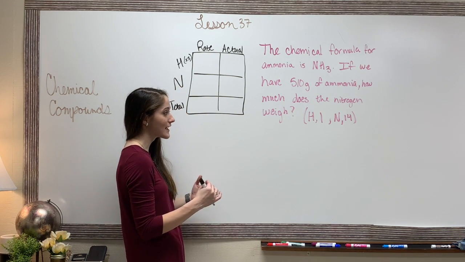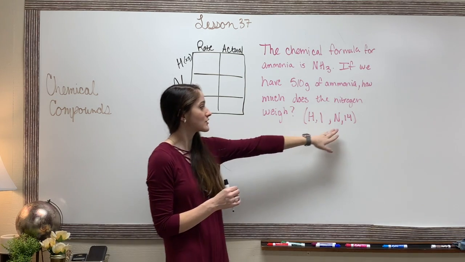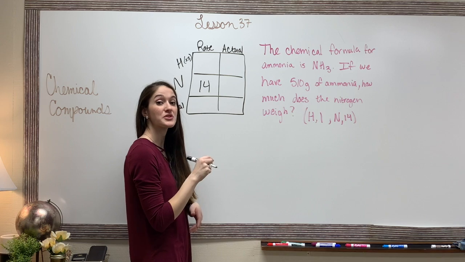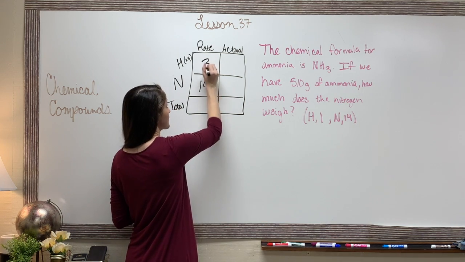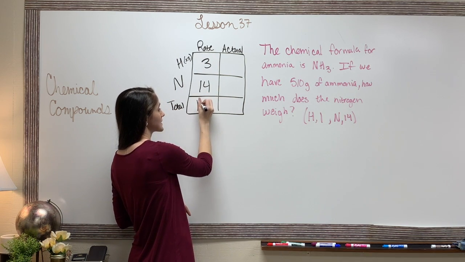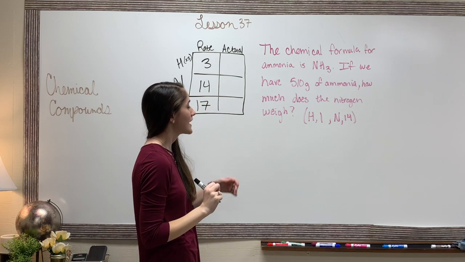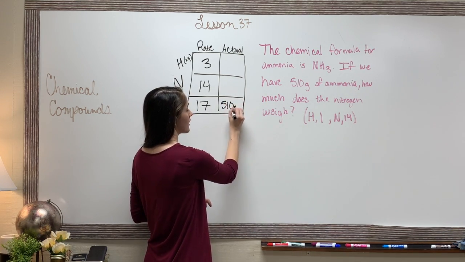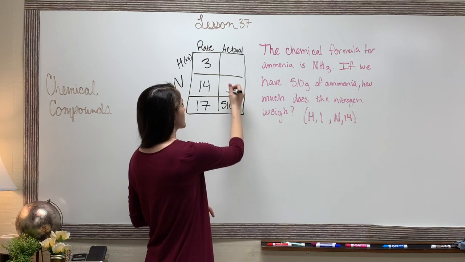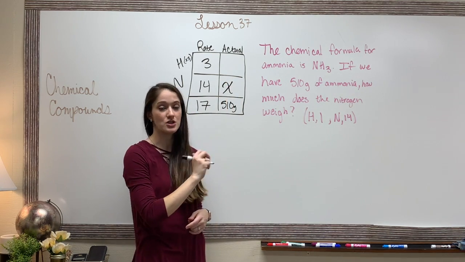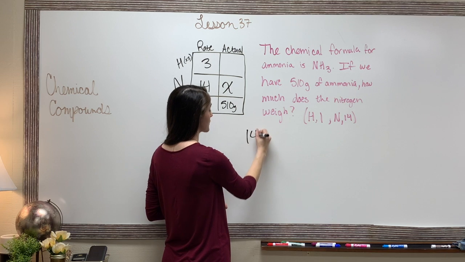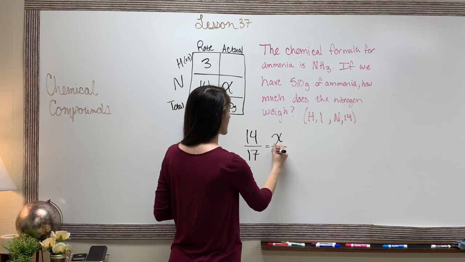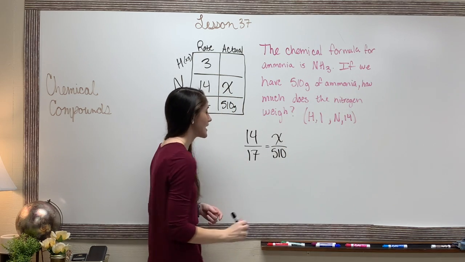So plugging that into our ratio box, we know that nitrogen is 14. We know that hydrogen is 1, but there's 3 of them. So we're going to say 3, giving our total weight to be 17. And it says that we have 510 grams of the total compound. They want to know how much does the nitrogen weigh. So to set this up, we would say 14 over 17 equals x over 510.